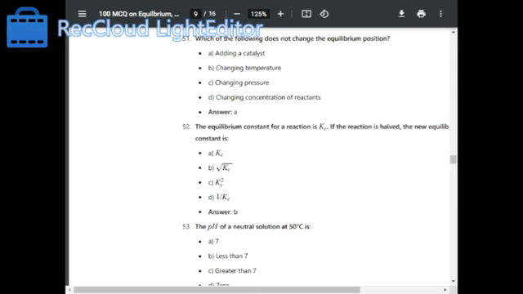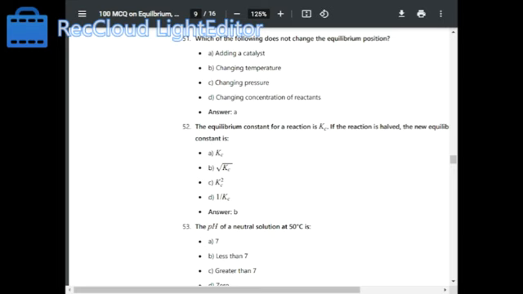Question number 51. Which of the following does not change the equilibrium position? Option A adding a catalyst, option B changing temperature, option C changing pressure, option D changing concentration of reactants. Option A is correct, adding a catalyst.